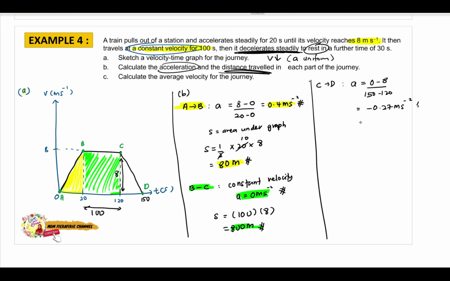This is for the blue one. C to D, sorry. So for C to D I use the colour blue. Meter per second squared. Okay, and then we will calculate the area under the graph, this one, the blue colour. So it is a triangle, and we want to calculate the distance. So half times 150 minus 120, which is 30, times the height of the triangle, which is 8. Okay, so it is 120 meter. So this is the answer for B.